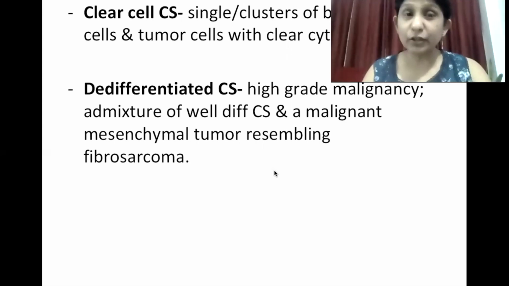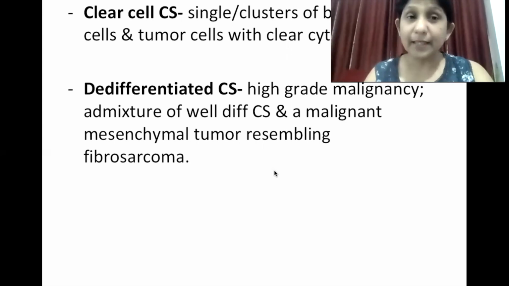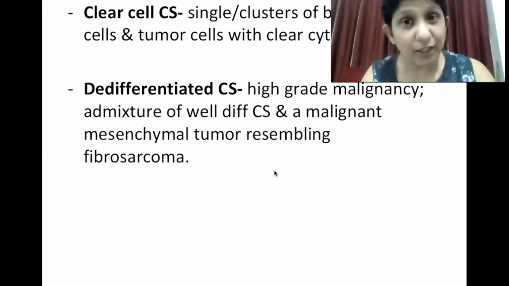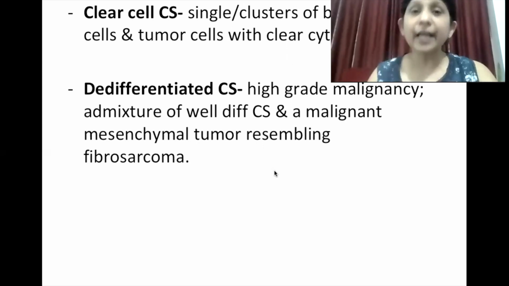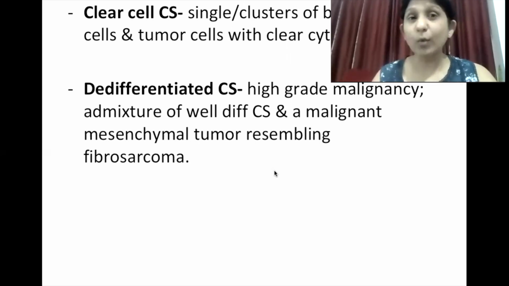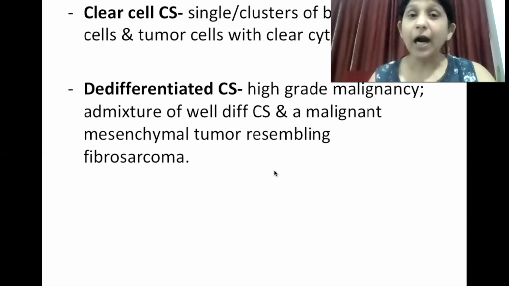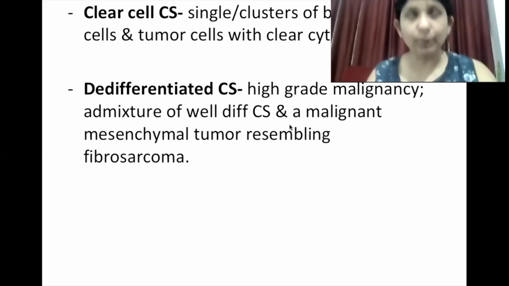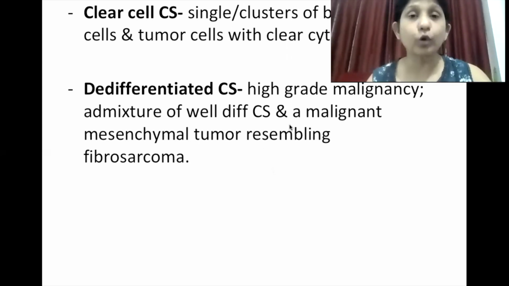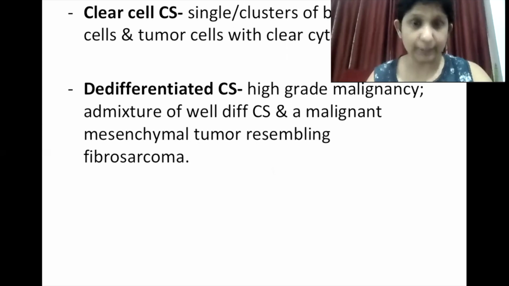So please differentiate between the mesenchymal type and the dedifferentiated type. In mesenchymal type, you found undifferentiated mesenchymal cells and adjacent to that a well-differentiated chondrosarcoma. But in this case, you will find a well-differentiated chondrosarcoma along with another tumor, which looks like a fibrosarcoma. That means you will find spindle-shaped fibroblast-like cells, which also show a lot of atypical features.